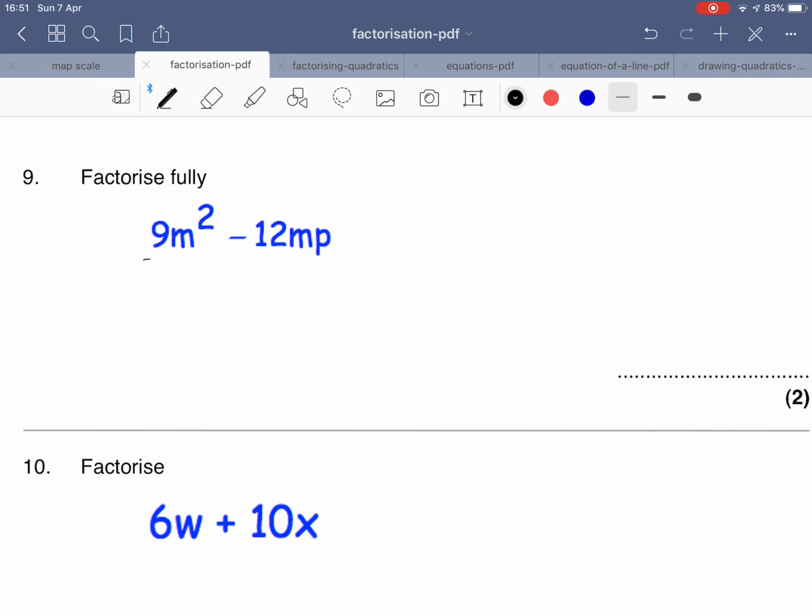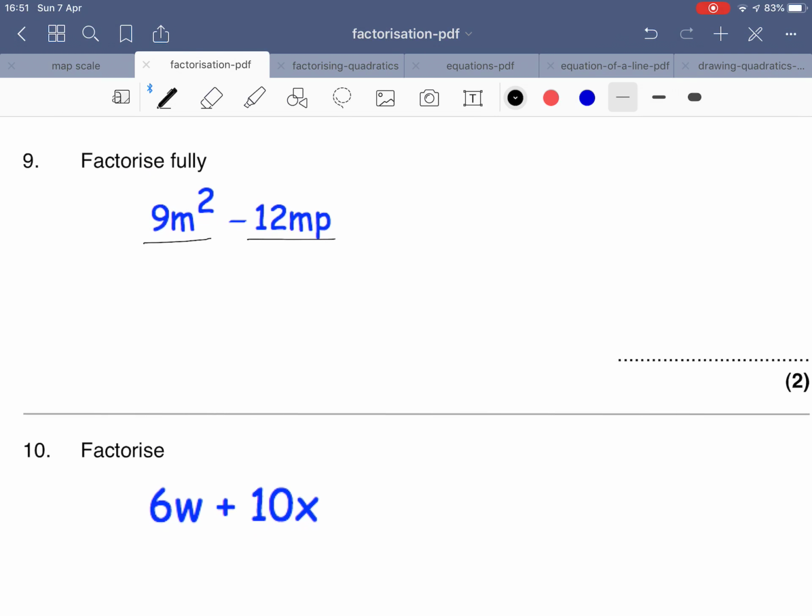Okay, next one. We've got 9m squared minus 12mp. So this one's quite a tricky one because you've got a lot going on here. Now I need what is in both of these. So I need maybe a number and a letter. So I can see there's an m in both. So that needs to come on the outside. But also 9 and 12 are both in the 3 times table. So 3 goes into both of them. So our 3 needs to come on the outside as well.